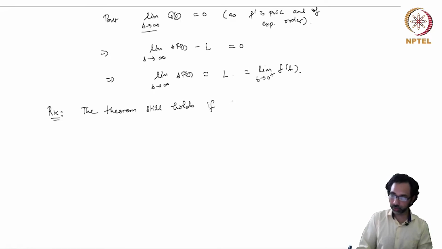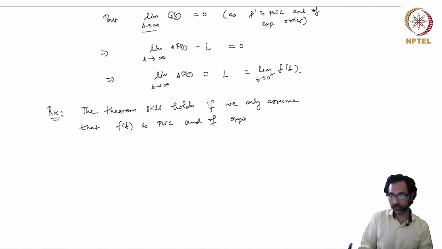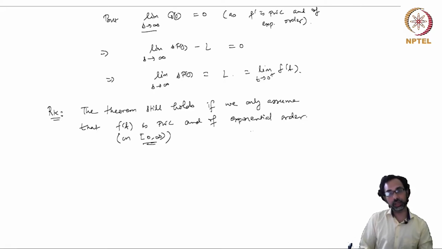if we only assume that f(t) is piecewise continuous and of exponential order. So I am not assuming here that f' is piecewise continuous. So f is piecewise continuous on the whole interval 0 to infinity, and here I am not assuming anymore that the derivative f'(t) exists as a piecewise continuous function and has exponential order, but this theorem still holds in this case as well.